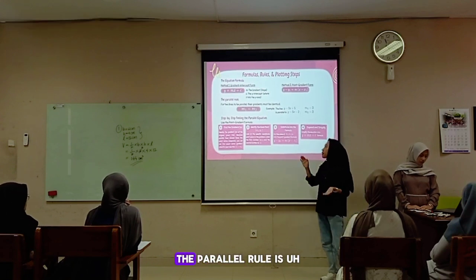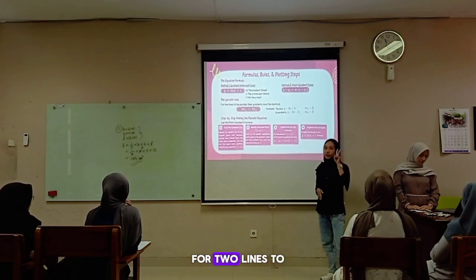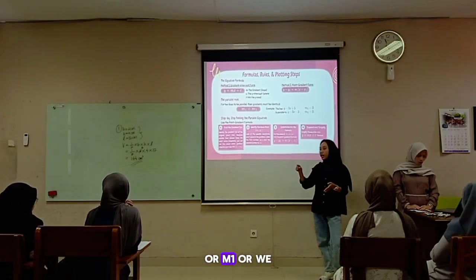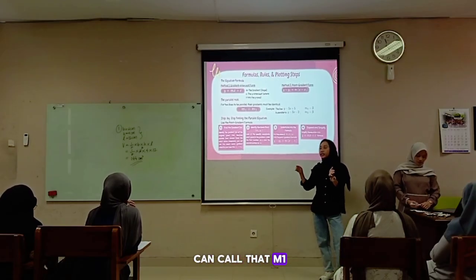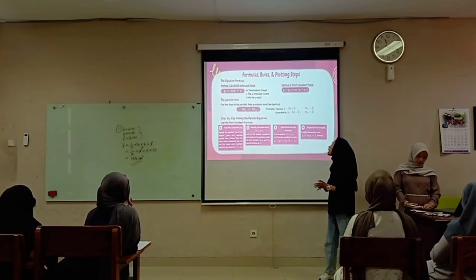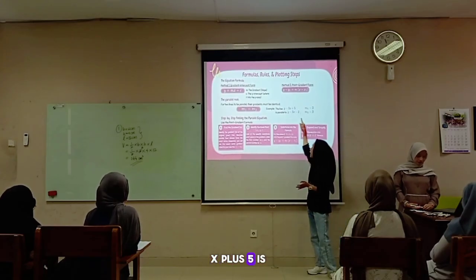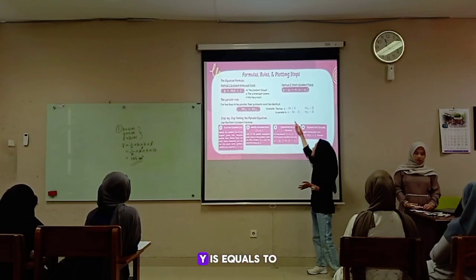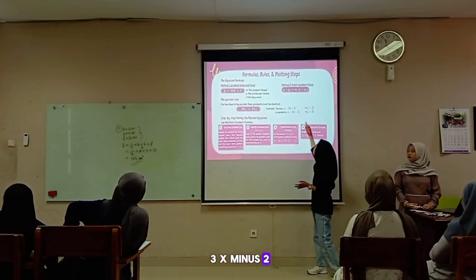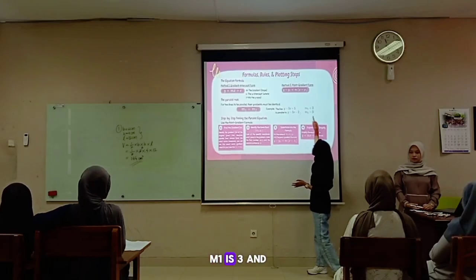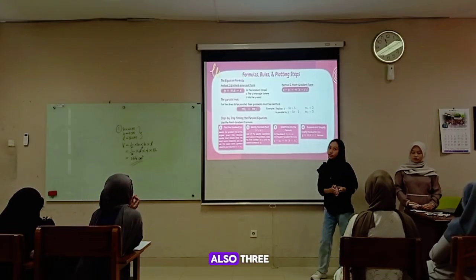And then the parallel rule is, for two lines to be parallel, the gradient must be identical, or m1 is equal to m2. Now for the example, the line y is equal to 3x plus 5 is parallel to y is equal to 3x minus 2, because they have the same gradient: m1 is 3 and m2 is also 3.